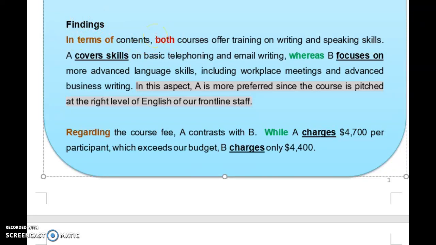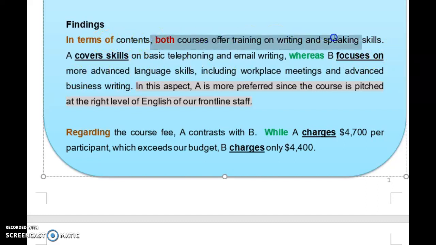So first of all, remember the 3-step pattern. First of all, you mention that they are similar. A and B are similar or different. So here they are similar. You use both. Both courses, both A and B, offer training on writing and speaking skills. So you say A covers skills on basic telephoning and email writing, whereas B focuses on more advanced language skills. Okay, see the 3-step pattern.